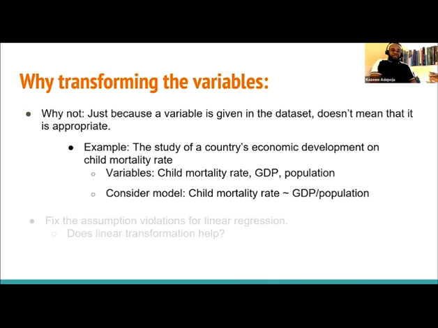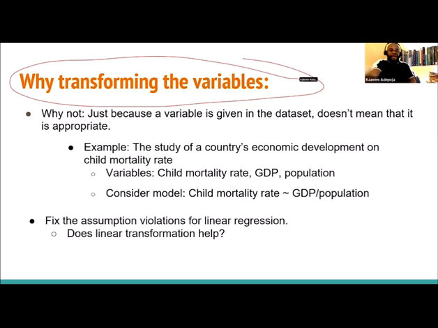Okay, so like I said, what we're working on right now, why are we transforming the variable? Number one reason why we are transforming the variable is to put an inappropriate variable in an appropriate manner. Okay, and in this example, we don't just work on GDP and population, but the child mortality that we want to get is a ratio of the GDP to the population.